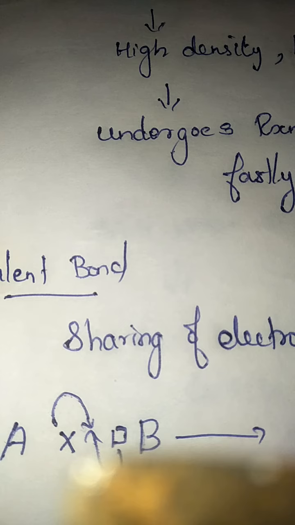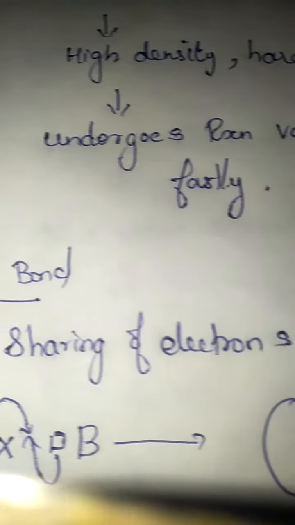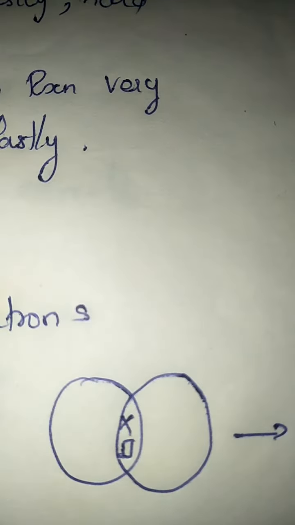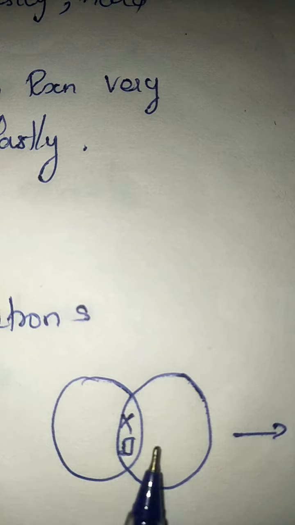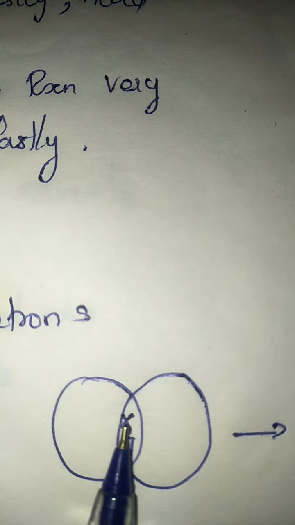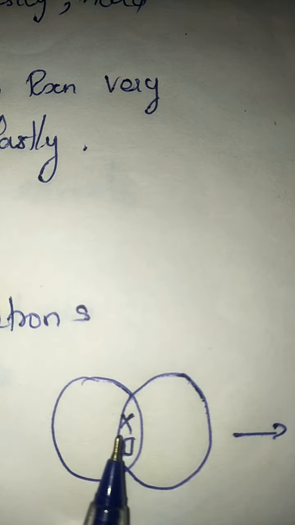And the other name for it is atomic bond. See here, A and B are sharing one electron each for the bond formation. So overlapping of outer shells takes place, the pairing of outer shell electrons takes place, and these are the paired electrons. Now this is common for both.